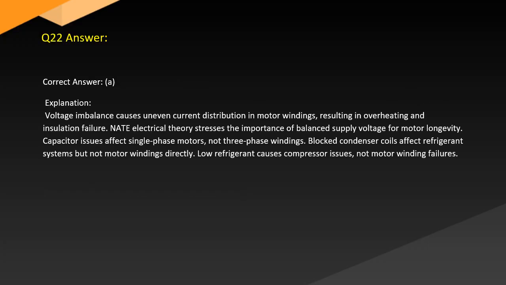Answer. Correct answer: A. Explanation. Voltage imbalance causes uneven current distribution in motor windings, resulting in overheating and insulation failure. NATE electrical theory stresses the importance of balanced supply voltage for motor longevity. Capacitor issues affect single-phase motors, not three-phase windings. Blocked condenser coils affect refrigerant systems but not motor windings directly. Low refrigerant causes compressor issues, not motor winding failures.